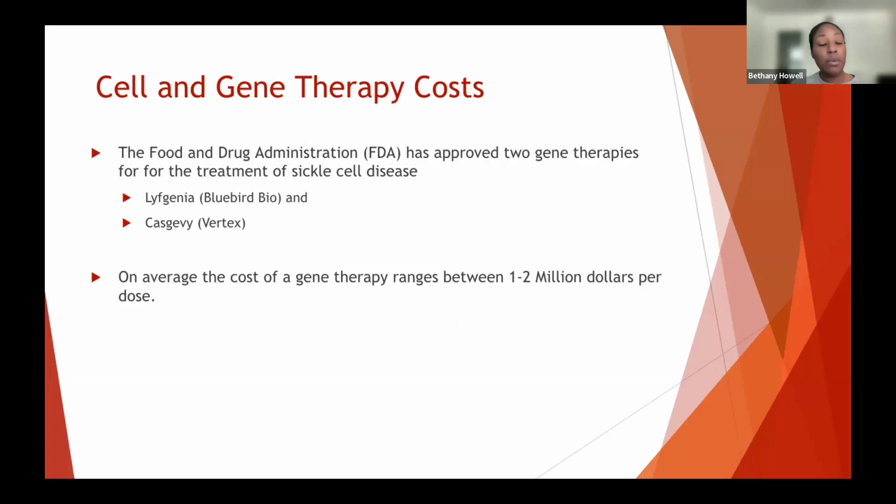As you probably know, there are 2 currently FDA-approved gene therapies for the treatment of sickle cell disease. On average, the costs of those therapies are millions of dollars. Between the 2 of them, they each range between $1 to $2 million, and that's per dose.